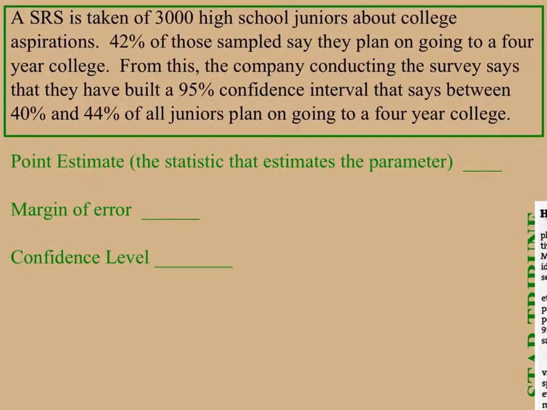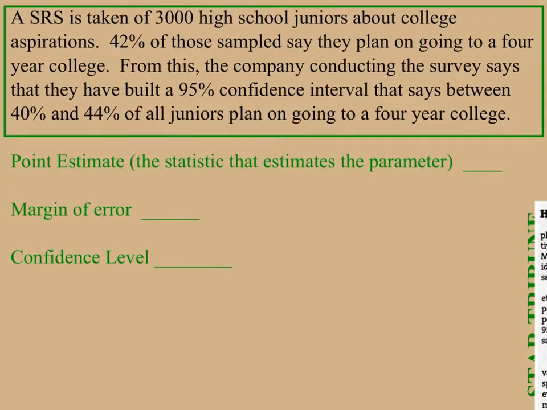So a couple of terms. The first, a point estimate. A point estimate is the statistic that you got that you built your interval around. So the statistic that's estimating our parameter. So for us, it's this number right here. It's the actual percent of students.